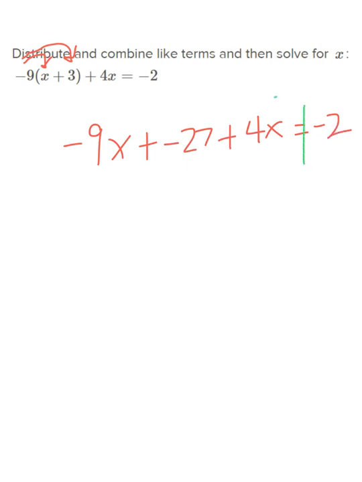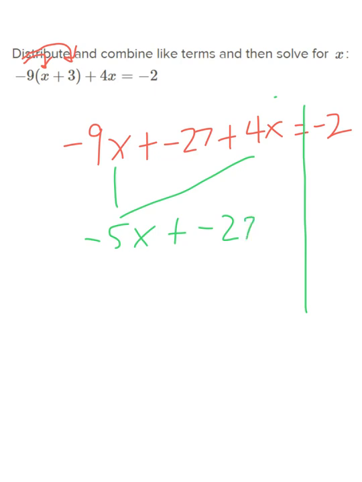Draw a line down from the equal sign. This helps us see which terms are like terms. And I see that I have a negative 9x and a positive 4x. When I combine those two like terms, that makes a negative 5x plus negative 27 equals negative 2.